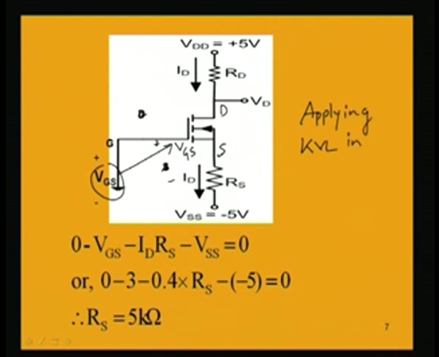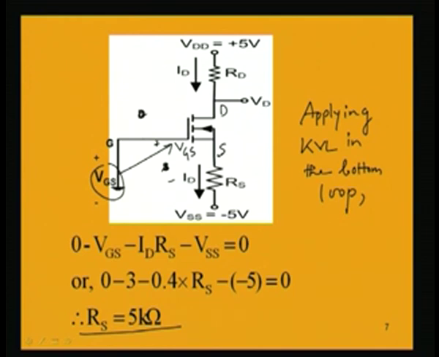we get this equation. Now, VGS has been found to be equal to 3 volt and ID is also known, VSS is minus 5 volt. So, we will now solve this equation, the only unknown is RS. So, RS is equal to 5 kilo ohm. So, for this circuit we have found out the two resistances RD and RS.